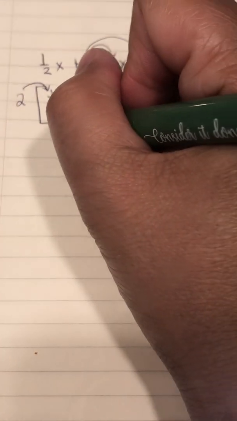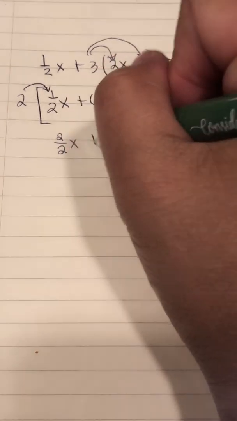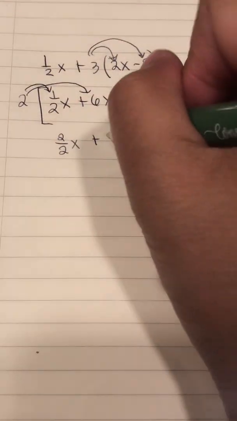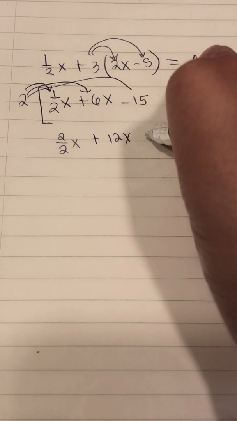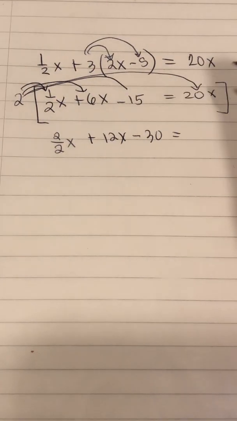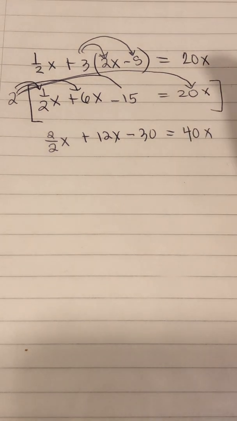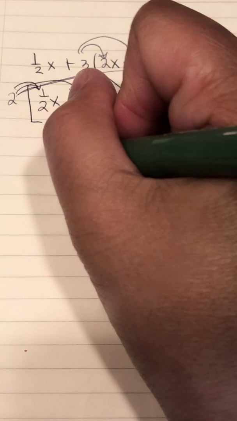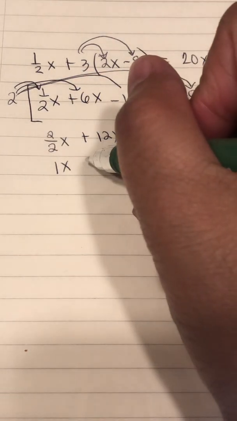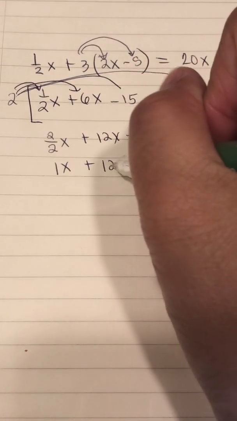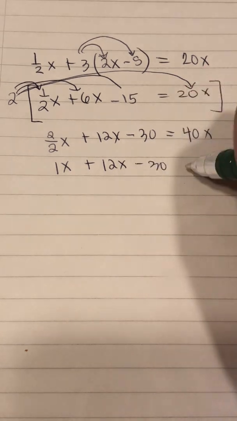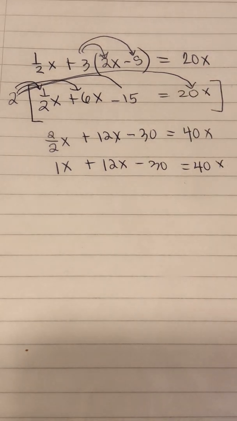So now that's 2 over 2x plus 12x minus 30. And make sure you do it also on the other side of the equation, 40x. Okay? Now, this is just 1x. Simplify your equations. So plus 12x minus 30 equals 40x.